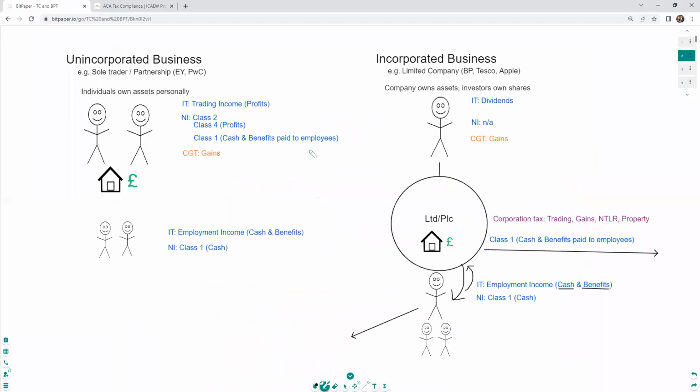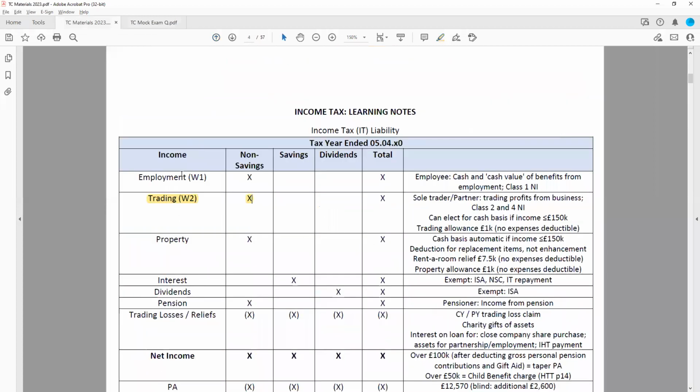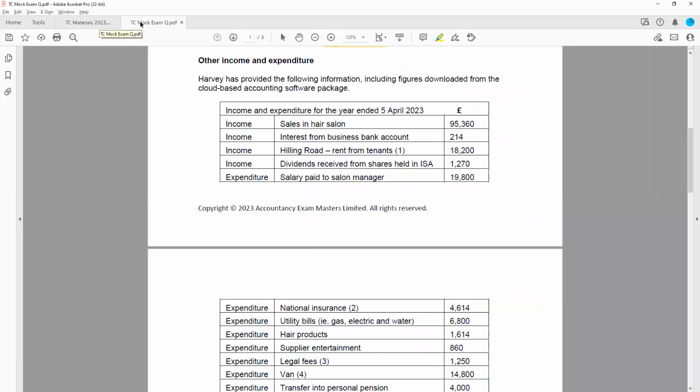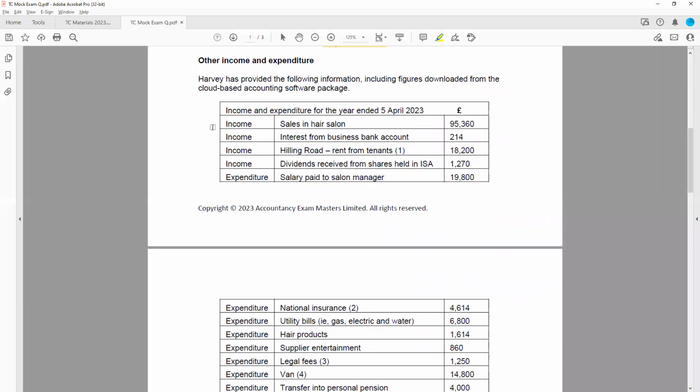So of course, we know that he's an unincorporated business owner, so he's a sole trader, it's not a partnership, it's just him. So he owns the assets personally, and we know that he's going to pay income tax on that trading income, as we've seen, of course, in the income tax computation. That's a line in the income tax computation for sole traders and partners. So we know that he's going to pay income tax on the trading profits. He'll also pay class 2 and class 4 national insurance as well. And you could potentially pay class 1 as an employer this time. So he could be an employer as well, could be employing people to work in the salon. And the fact that there's a salon manager seems to suggest that he is. So he's a business owner in this case.